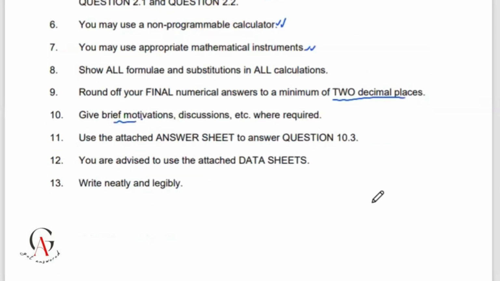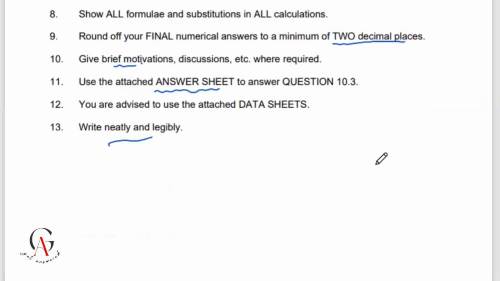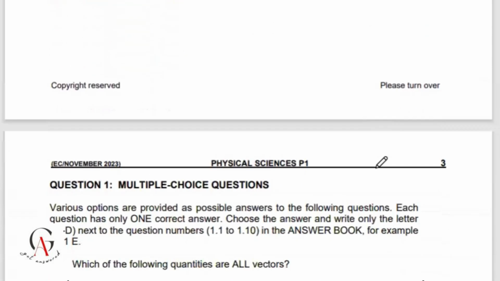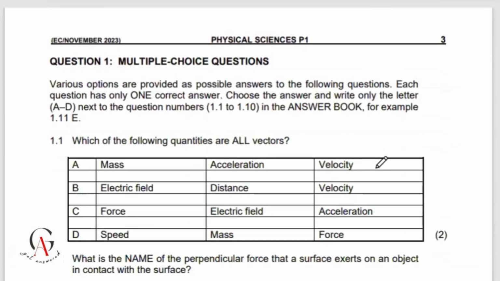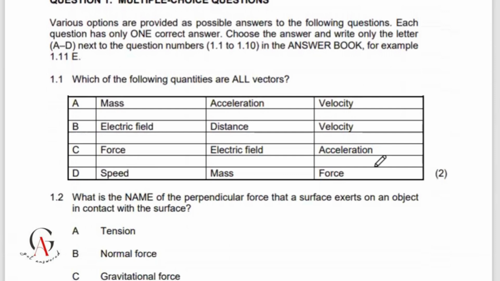In case they give us an answer sheet within the question paper, we always have to detach or remove it and then attach it to our answer book. Writing neatly and legibly is a must so that your work can be easily read and marked without any bias. Okay, so question 1 is multiple choice.